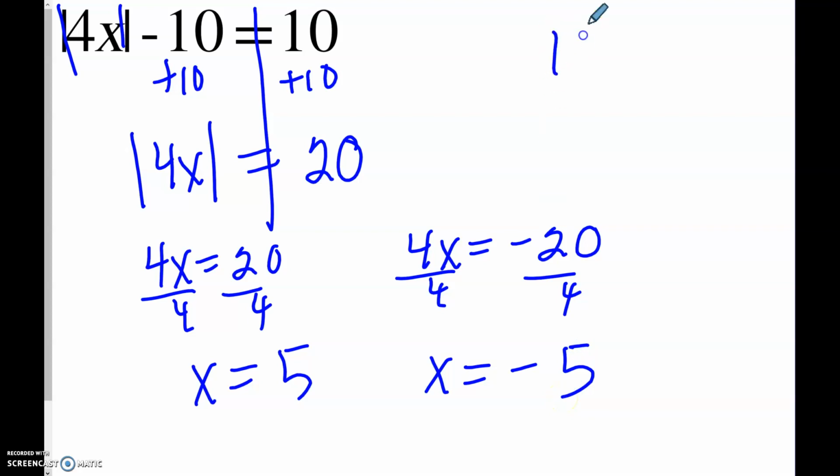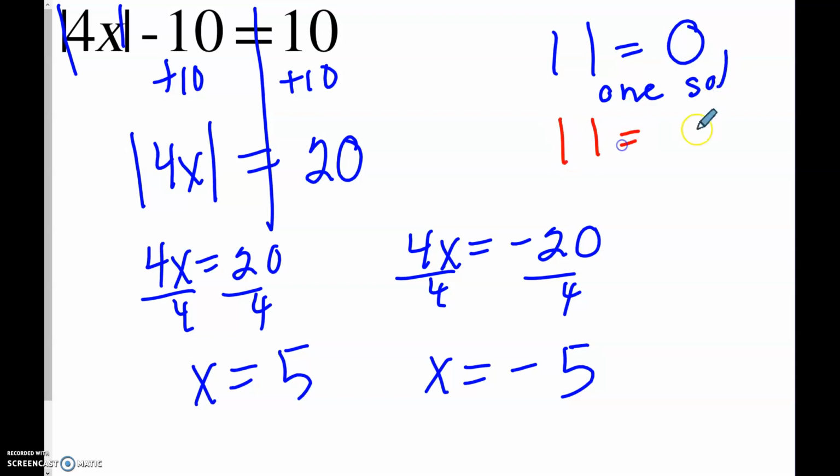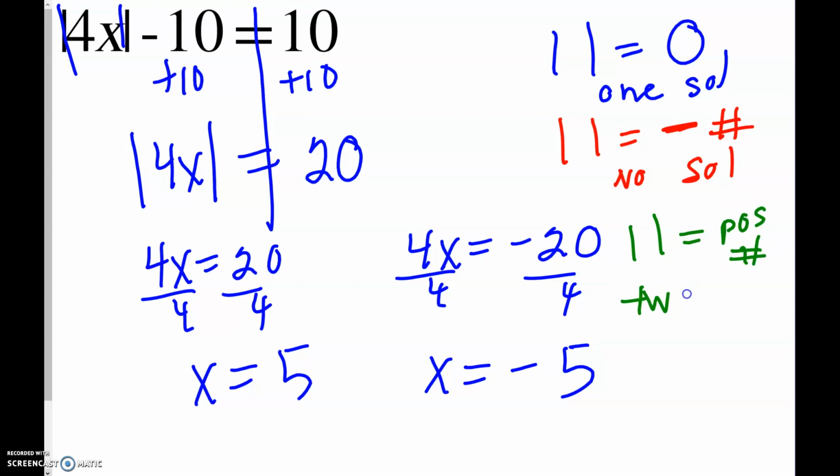So if the absolute value equals 0, one solution. If the absolute value equals a negative number, we have no solutions. And if the absolute value equals a positive number, then we have two solutions.